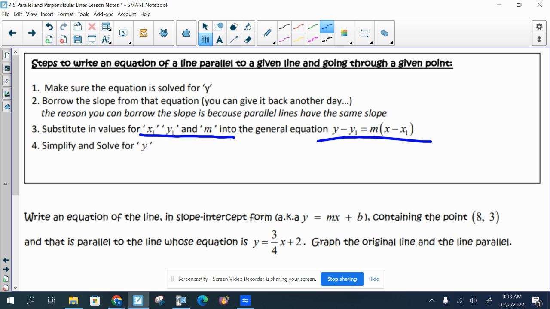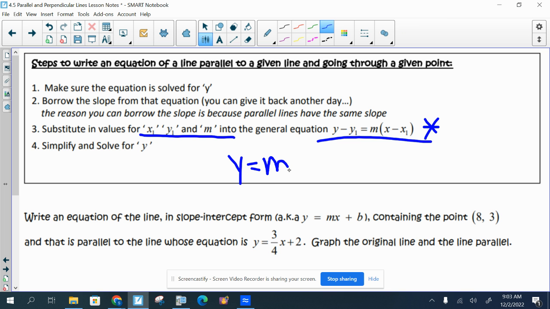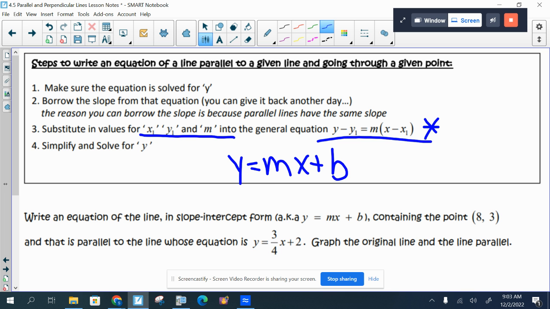I kind of like doing it this way though, just plugging it into point slope form and then rearranging it into y equals mx plus b. Or sometimes it won't tell you what form to put it in, so you can just leave it in point slope form. But we'll also practice solving for y.